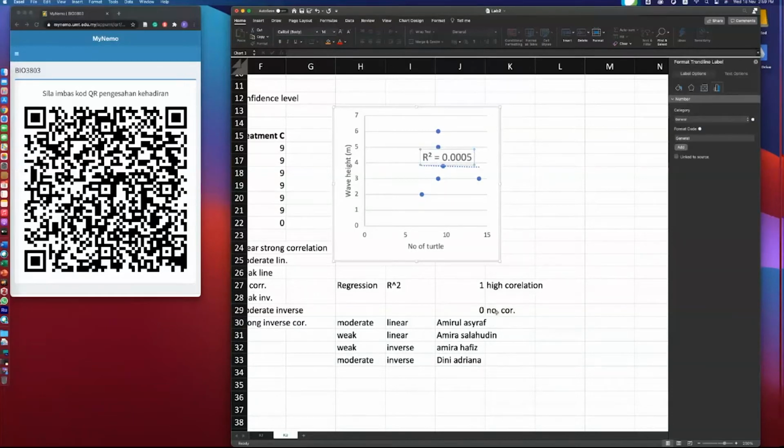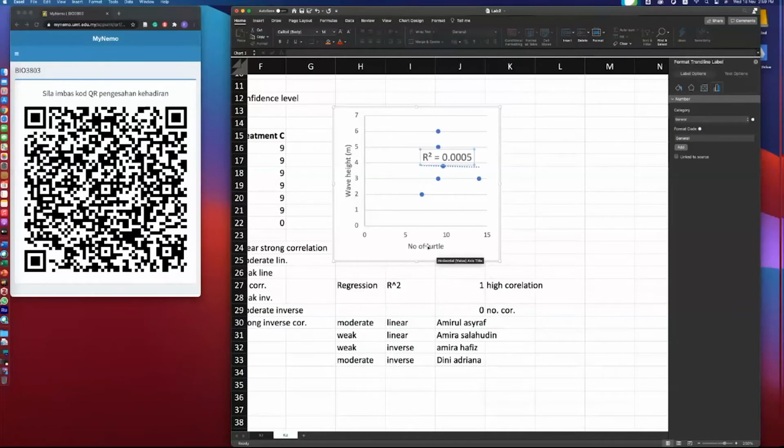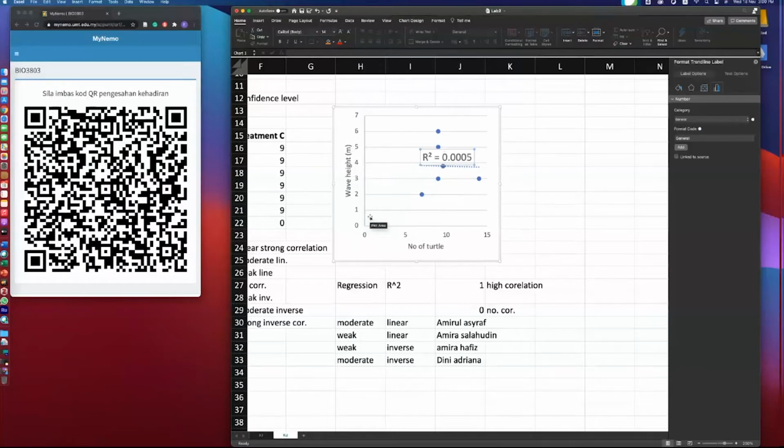0 indicates there is no correlation between, for example, wave height and number of turtle nesting. While if the number R squared is 1 or closer to 1, it indicates it has a very strong correlation. So what it means here is, makin tinggi ombak tu, makin banyak penyu mendarat untuk bertelur. Okay, so it indicates there is a very strong relationship.